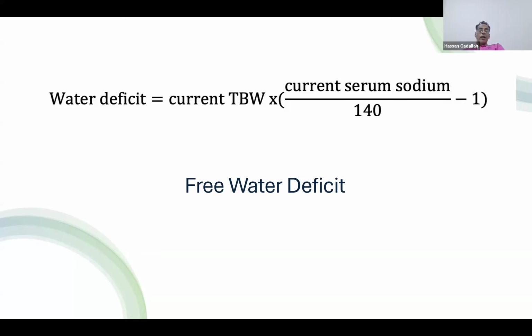Whether it is acute, so we can correct in a faster range, or it is chronic, so we have to go for slower correction with the range we mentioned previously.